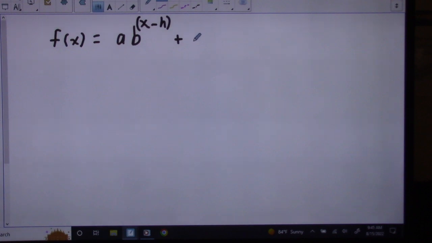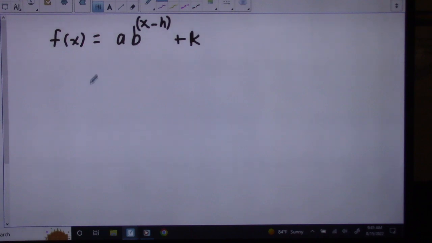So what we have here is there are different types of functions we went over. One of which is called an exponential function, which is f of x equals a times b to the power of x. Now I'm going to say b to the power of x minus h, plus k. Do you remember seeing that h and k last year? Yes.